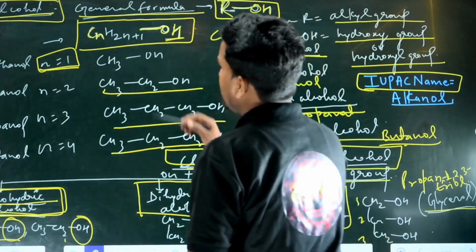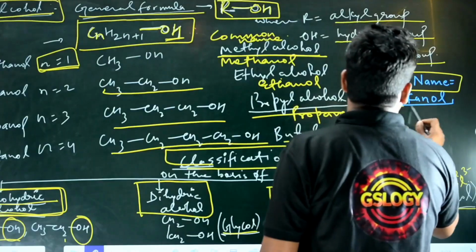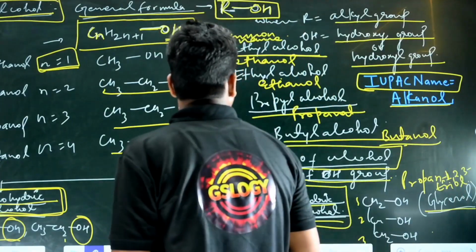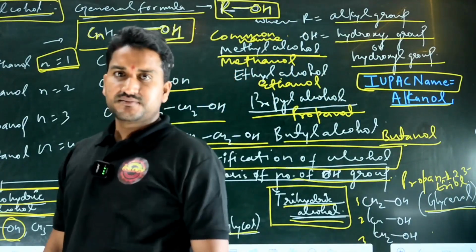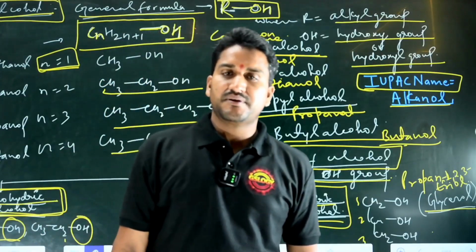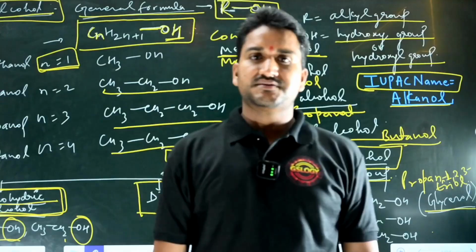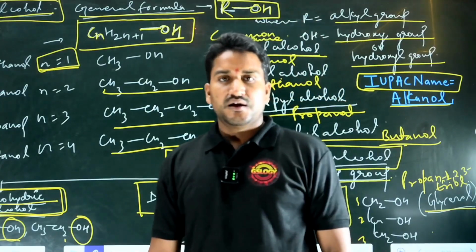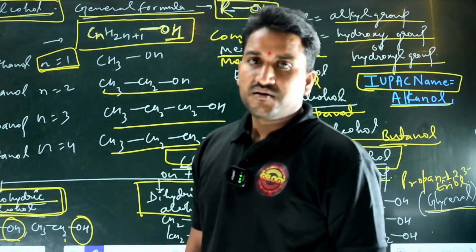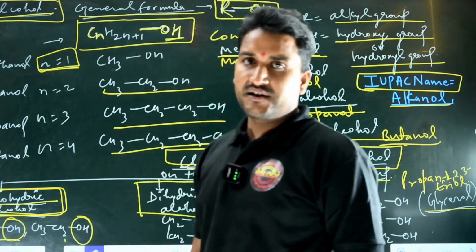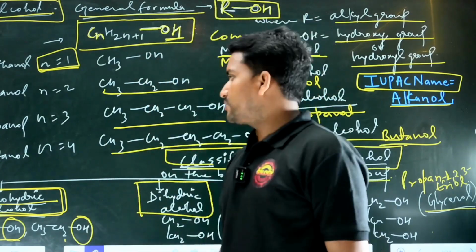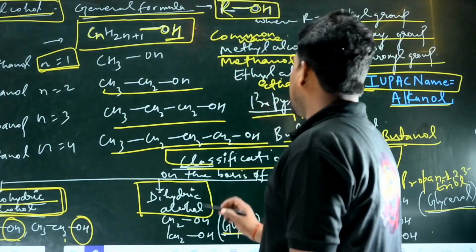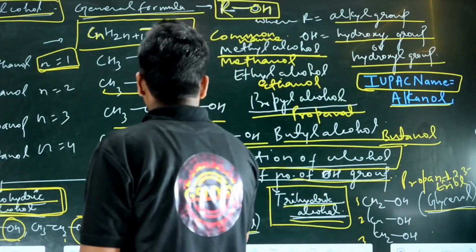You know very well the IUPAC name of alcohol is alkanol. What? Alkanol. Alkanol means: alk represents the number of carbon, an represents the nature of bond, and ol represents the OH, the secondary suffix for the alcohol. Okay? And let's get on to the next topic.